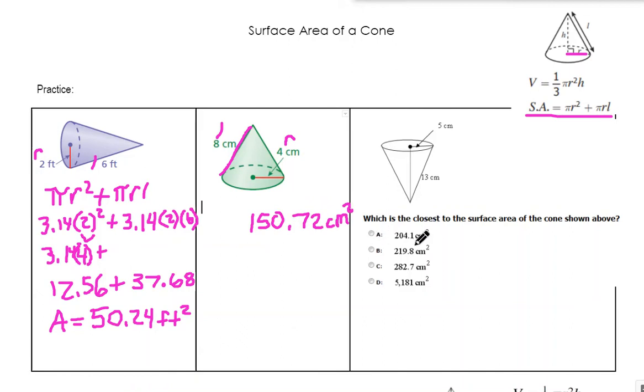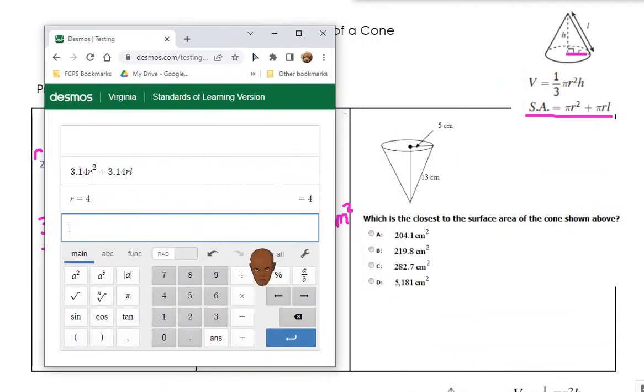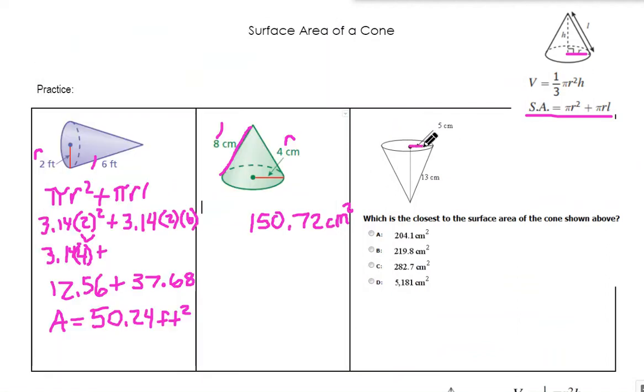All right, so let's try this next one. This next one says, which is the closest surface area of the cone shown? It's still surface area, so we can still use that same formula. I'm going to keep that in Desmos, but I'm going to clear out the R and the L because we're going to have new R's and L's. R is my radius. My radius is halfway through my circle here, so that means that this 5 is my radius, and then the L is my slant height or my side length. So that is my L, that 13.